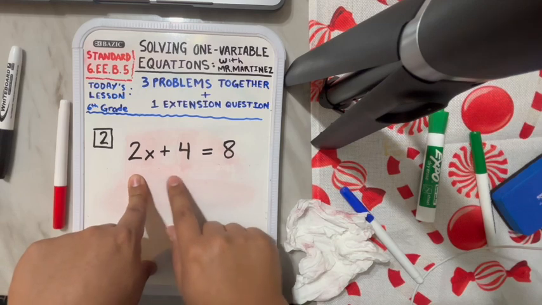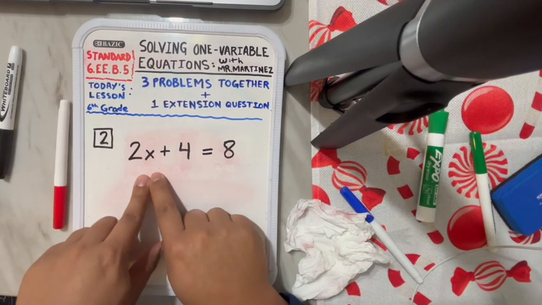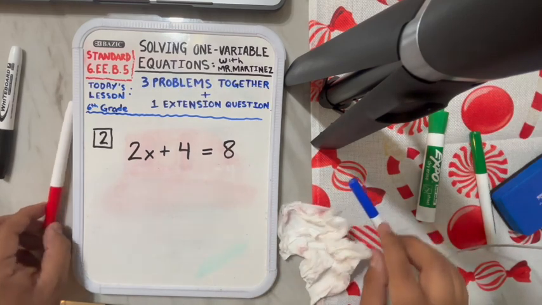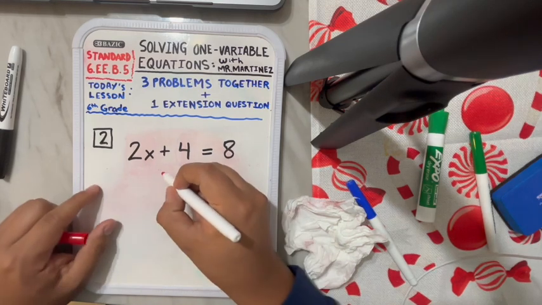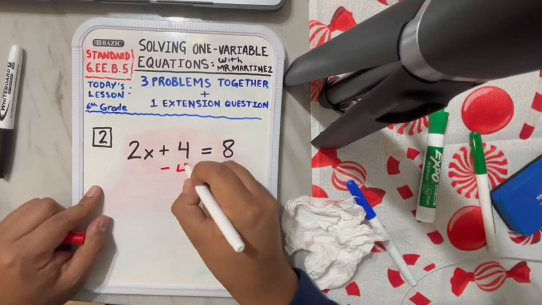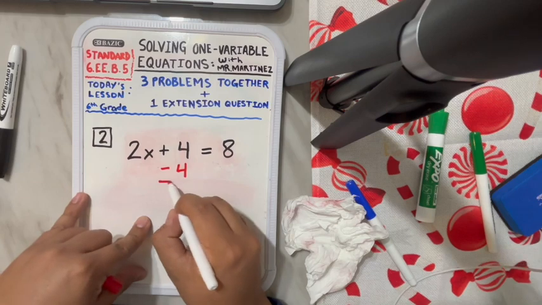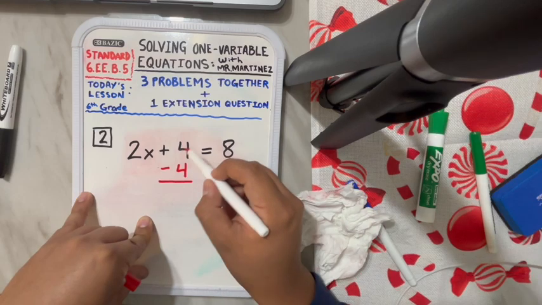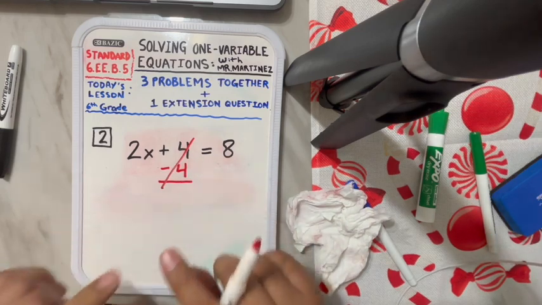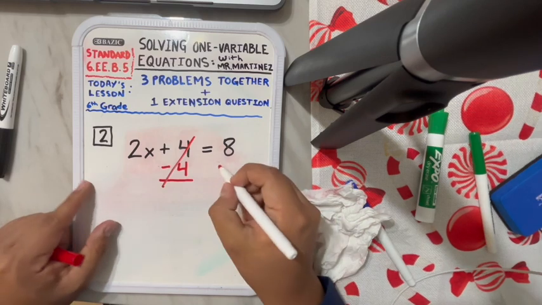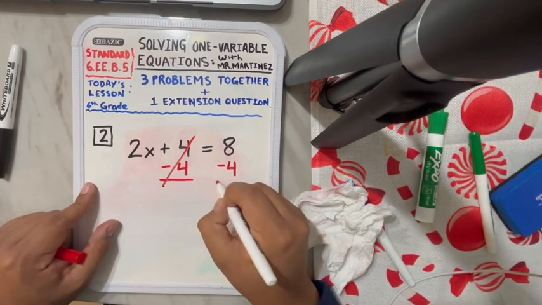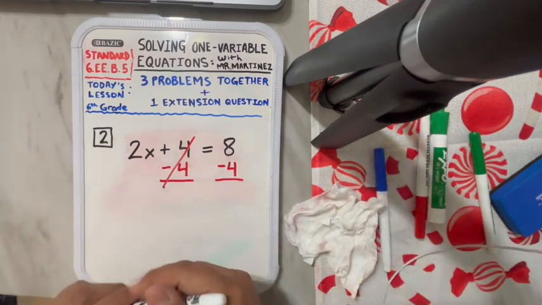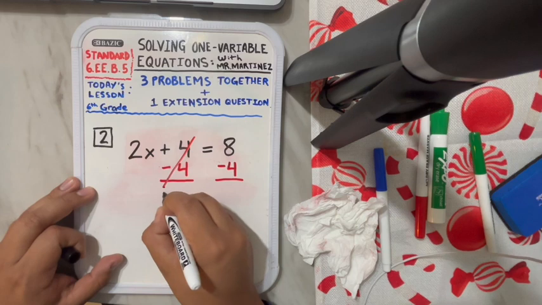Let's try and remove everything that isn't attached to our variable. So in this case, we're looking at a plus 4. How do we get rid of that plus 4? Well, let's do the reverse operation, which is subtraction. So what happens when you subtract 4 from a plus 4? Well, that cancels out. And remember, what we do on the left side, we also have to do to the right side. So we have to subtract 4 from 8. And what are we left with when we subtract here?